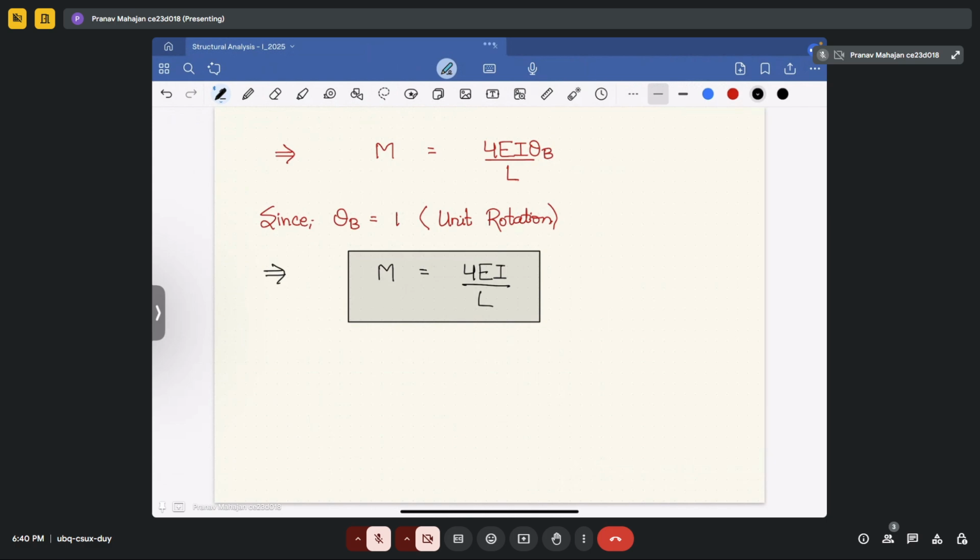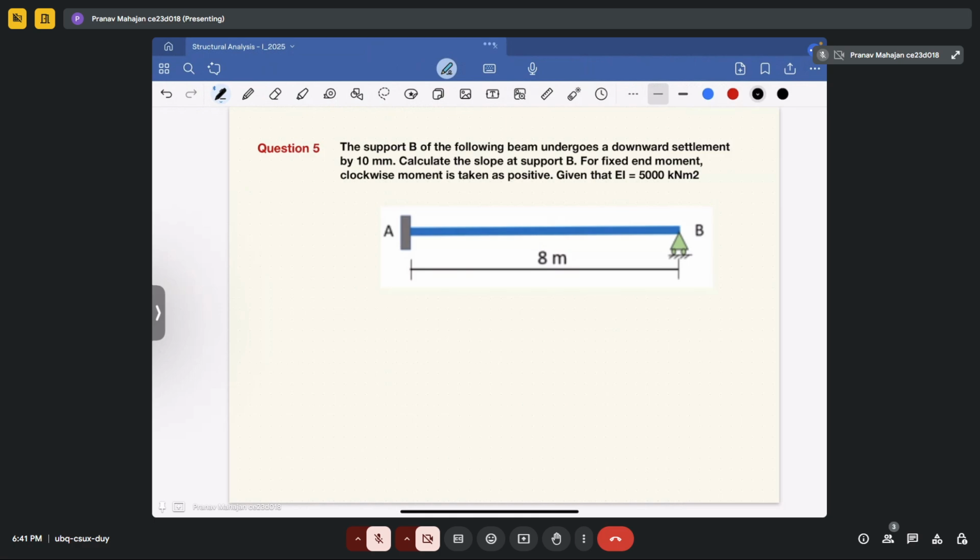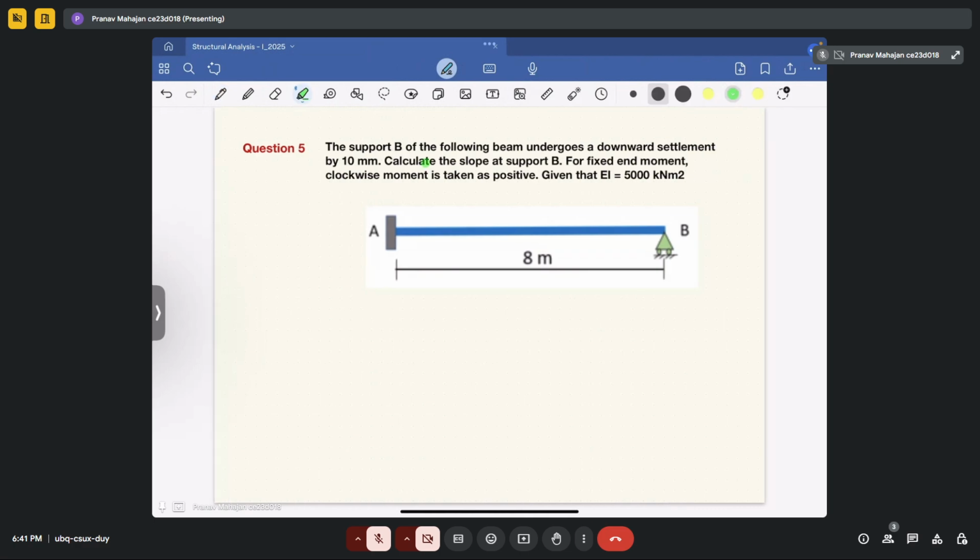Okay, so let's solve few more problems. So your next problem is that the support B of the following beam undergoes a downward settlement by 10 mm. Now you have to calculate the slope at the support B. What is given to you? That for the fixed end moment, clockwise moment is taken as positive, and your modulus of elasticity is 5000 kilonewton meter square. Okay, so let's solve this problem.